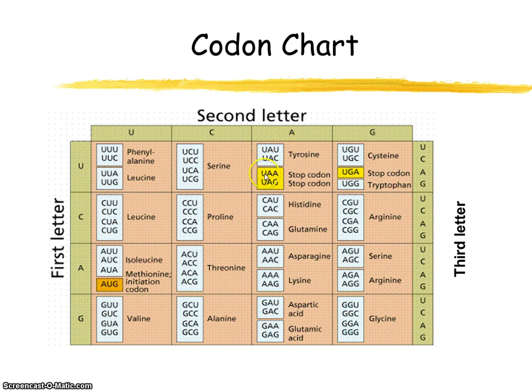So now we're in this box. And then the last letter is C. So we come up here. Here's UAC, which codes for tyrosine, the amino acid tyrosine. And that's how you use the codon chart.